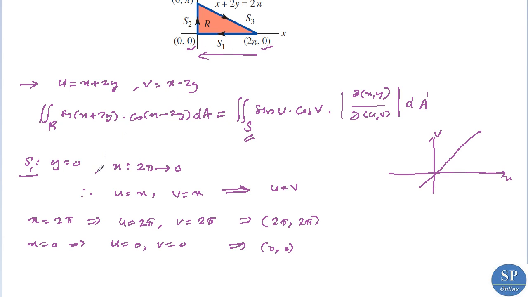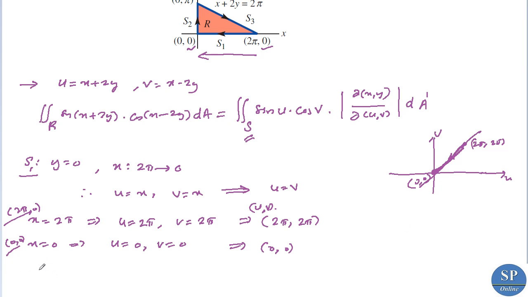We already know that here y is equal to 0. So this is the corresponding point (2π, 0), and this is the point (0, 0). At this point we have x equal to 2π. So as we move from (2π, 0) to (0, 0), the points (u, v) move from (2π, 2π) to (0, 0). So we'll have this point (2π, 2π), and this is (0, 0). This is the image of S1 in the uv plane.